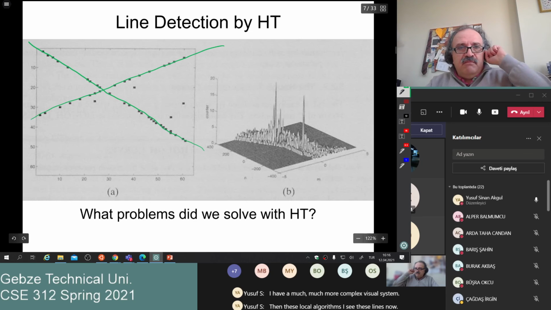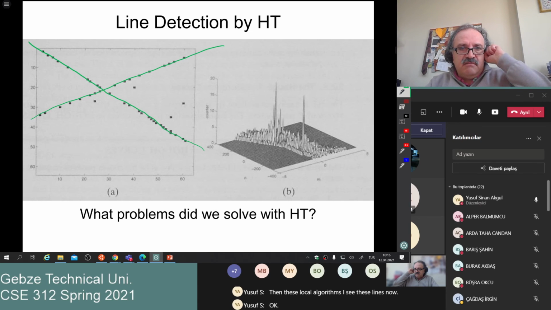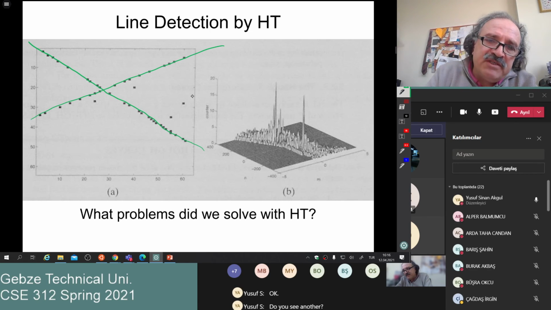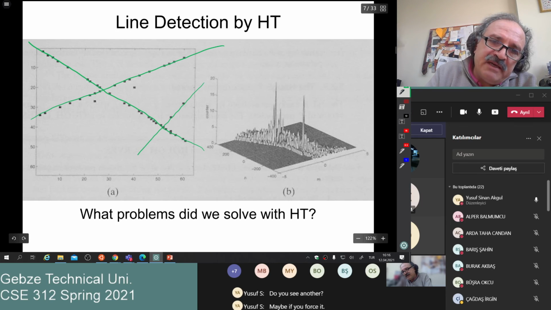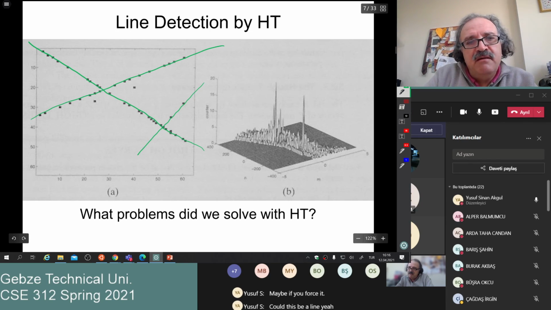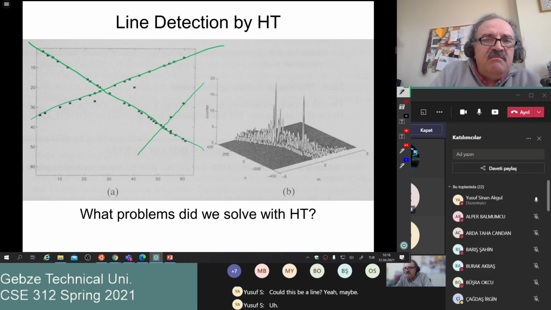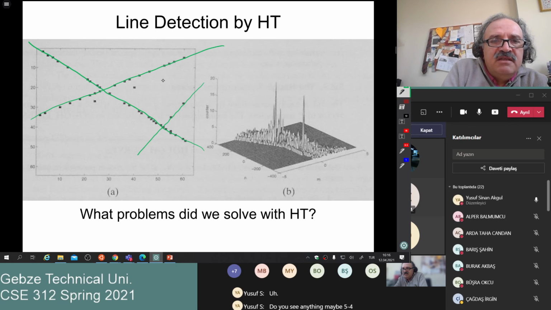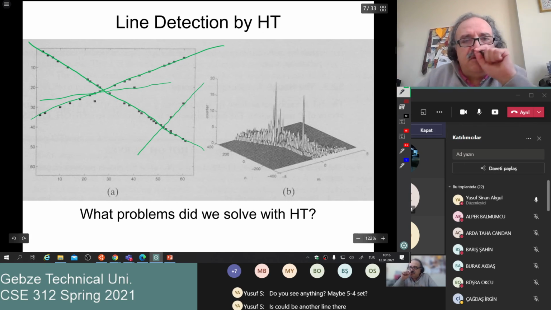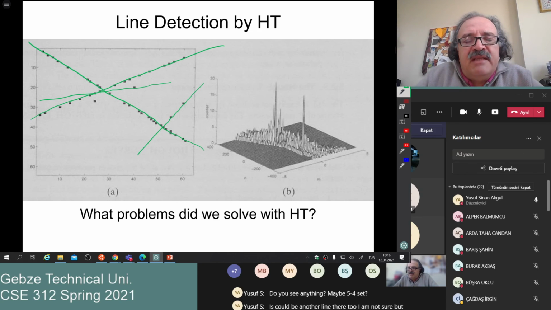Okay, do you see another? Maybe if you force it, could this be a line? Yeah, maybe. And do you see anything? Maybe if I force it, this could be another line there too. I am not sure. But there are two dominant lines, I know. The other ones are not dominant.